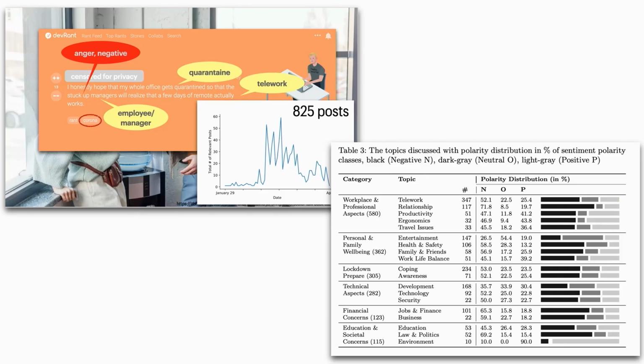So, to summarize, what have we done? We have found our virtual water cooler in the platform called DevRant. We have analyzed 825 posts ranging from late January to mid-April 2020, with the spikes corresponding to the period when WHO proclaimed it to be a pandemic. We have manually classified what people are talking about and how they are doing it, so essentially the topics and sentiment. We see that most of the communication is negative, with the most negative elements being related to working from home and a relationship with managers.